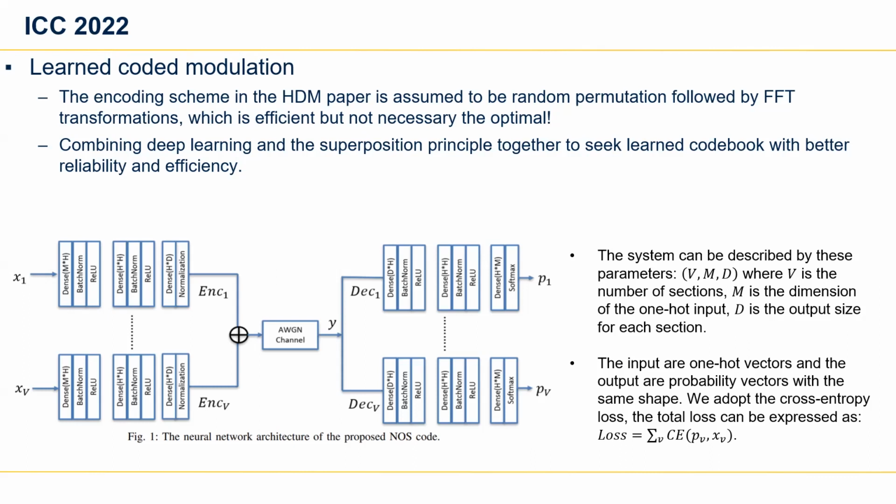At the decoder, it still consists of such sections, and each section takes the received signal y as input and outputs a probability vector, P1 to PV. The loss function for this neural network is defined as the cross-entropy loss: we calculate the cross-entropy loss between X1 and P1, between X2 and P2, and finally between XV and PV, and then sum them up to be the total loss. We backpropagate the gradient and optimize the encoder and decoder all together.